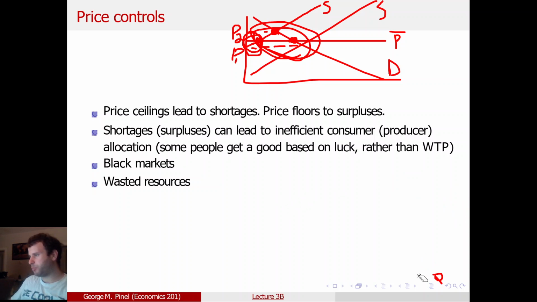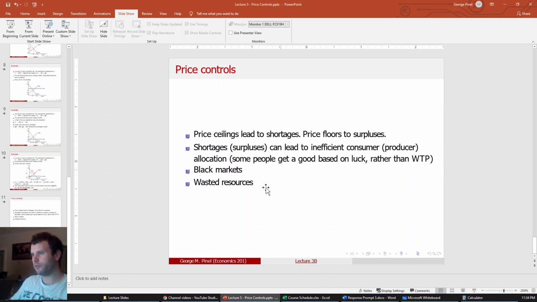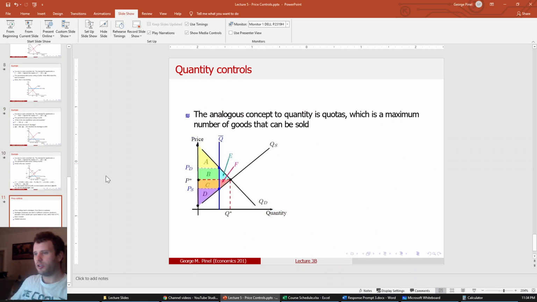And then the last point, this next slide, too fast, too furious and too fast for y'all. This last slide is just to say what I said in the intro, which is that you can do the same thing for quantity control that you do for price controls. We're not going to do it in this class, but if you wanted to see the graph of what that would look like, this is a quantity control.